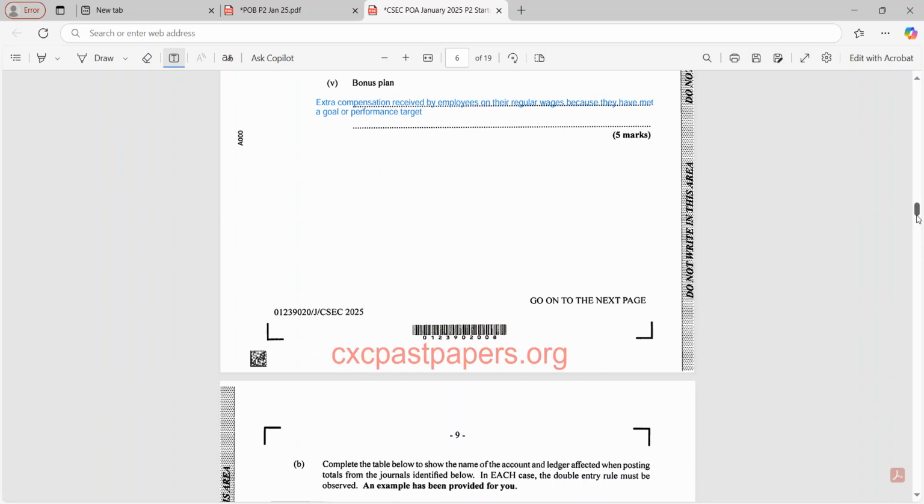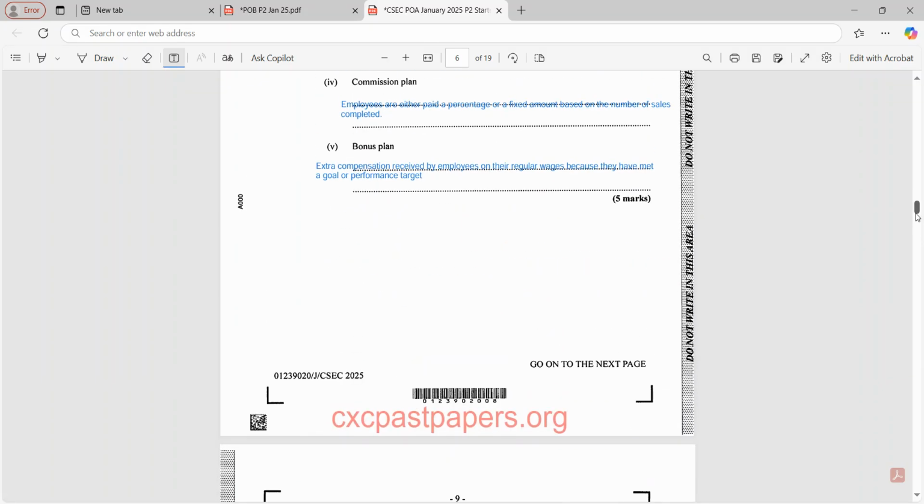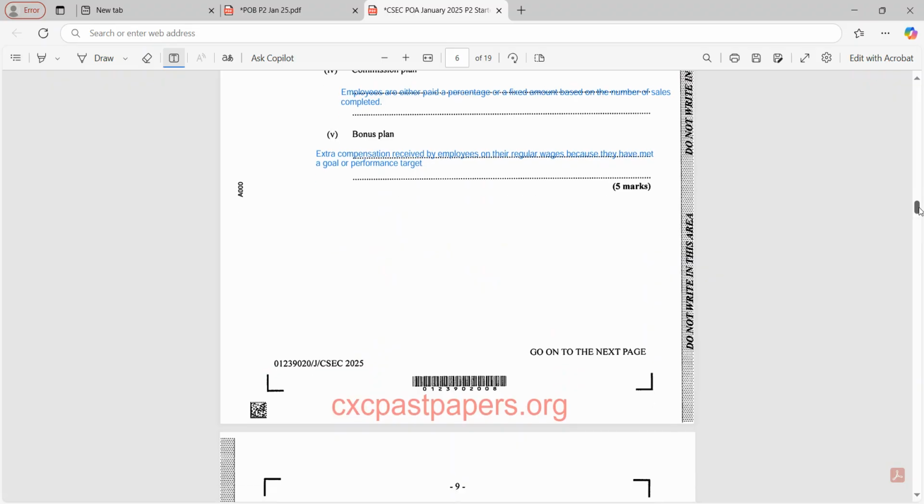And then we have our commission plan, which is a percentage or a fixed amount that is paid based on the number of sales completed. And then your bonus plan, right? Your bonus plan is usually extra money or extra compensation that is given to an employee on top of their regular wage because they would have met some criteria, some goal, or some targets.